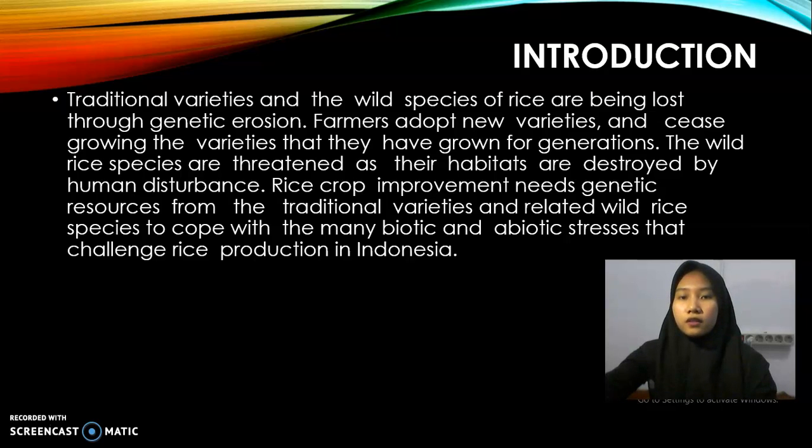Introduction. Traditional species and the wild species of rice are being lost to genetic erosion. Farmers adopt new varieties and stop growing the varieties that they have grown for generations. The wild rice species are killed as their habitats are destroyed by human disturbance. Rice crop improvement needs genetic resources from the traditional varieties and related wild rice species to cope with the many biotic and abiotic threats that challenge rice production in Indonesia.